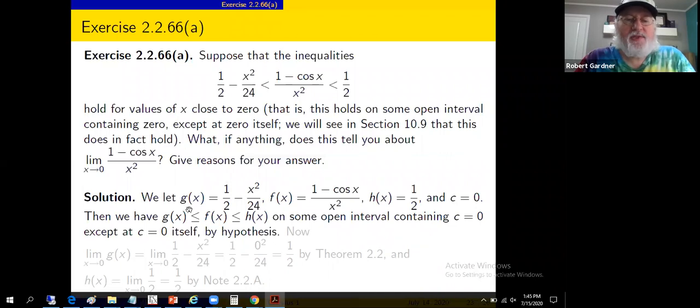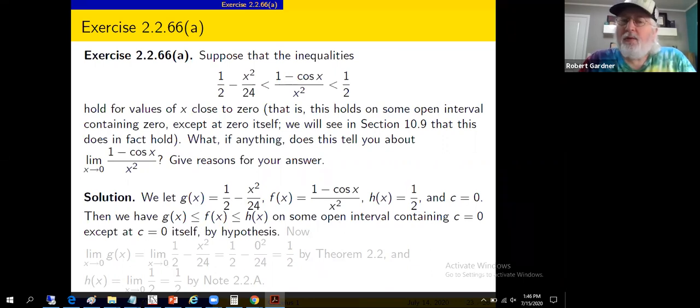Okay, well then let's define g to be the lower function, f to be the middle function, and h to be the larger function. We're looking at c equals 0 because we're taking a limit as x approaches 0. Well, we've got the inequalities: g of x less than or equal to f of x less than or equal to h of x on some open interval containing c equals 0, except possibly at c itself. So we're good. Again, we've got strict inequality, so if you've got less than, then you do have less than or equal to. So it looks like good hypotheses for the sandwich theorem.